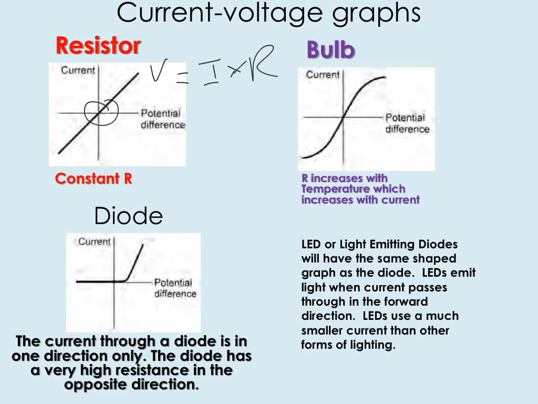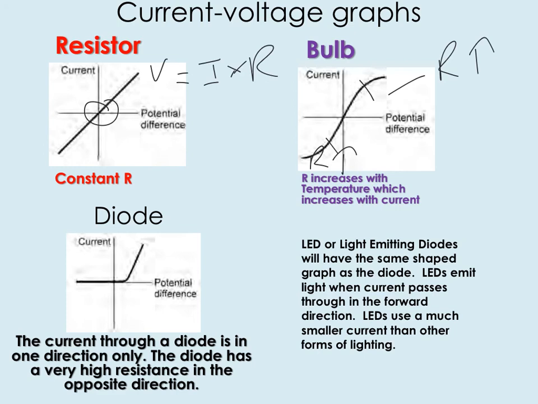For a bulb or a lamp, we don't get them to obey Ohm's law, so in this case we have a curved line. So the current will increase at a decreasing rate with potential difference, and the reason for that is that at these points here, if you imagine before then we've got kind of a straight line going on, but afterwards we've got R increasing, and the reason that R is increasing in both those areas is that resistance will increase with temperature, and that increases with current.